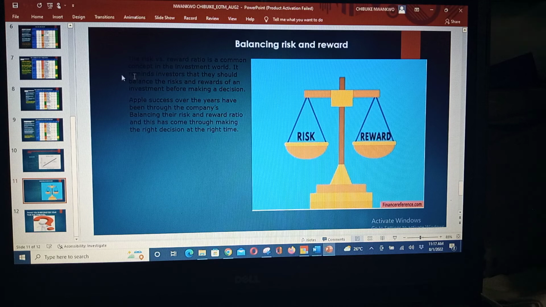How do they do this? Like you can see here, the risk reward ratio is a common concept in the investment world. It reminds investors that they should balance the risk and reward on an investment before making a decision.